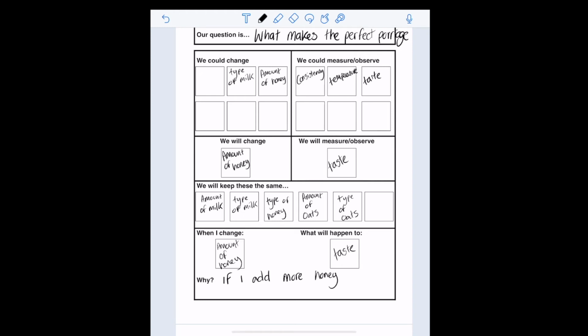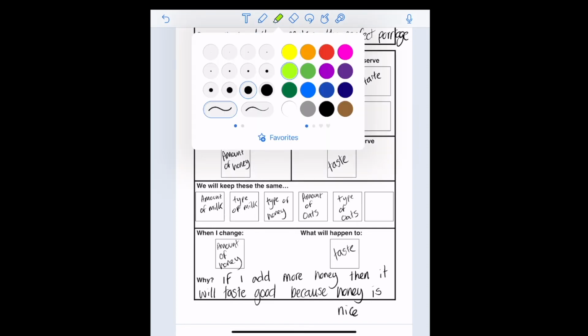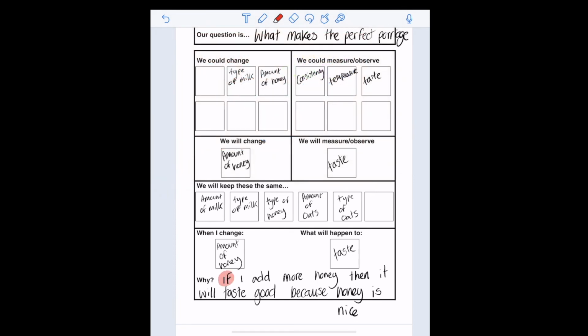At WSO, we use an if, then, because idea for a hypothesis. So when I asked my son about the amount of honey and the taste, he said, if I add more honey, then it will taste good because honey is nice. Even though he is in FS, this shows that he is linking two concepts. He understands that honey is nice and that if I add more honey, then it will make it nicer. Don't forget this if, then, and because hypothesis method.